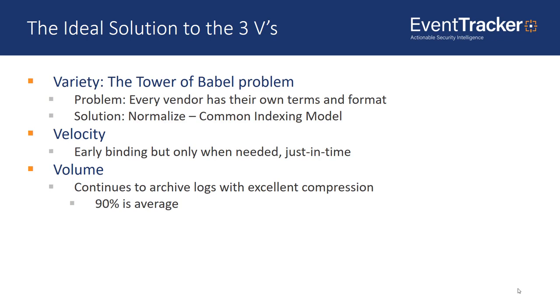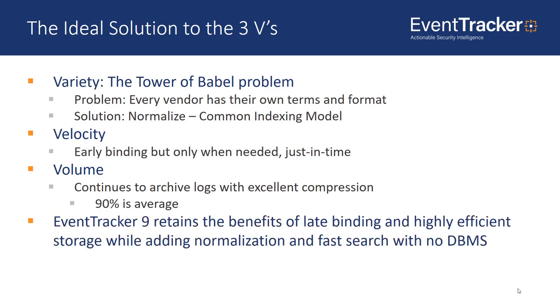And then lastly, volume. Frankly, we had this nailed in version 8, and we continued that tradition in version 9. We archive logs with excellent compression. On average, you get 90%. That means 100 bytes of log as we receive it on the wire winds up only costing 10 bytes on disk, which is very, very good.